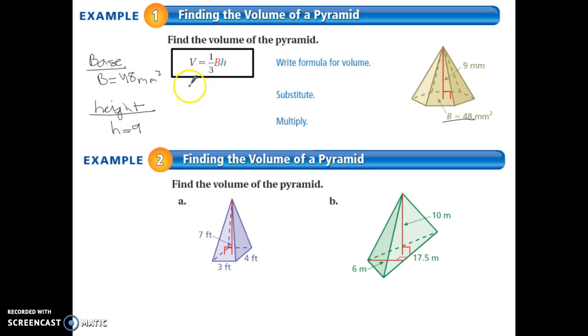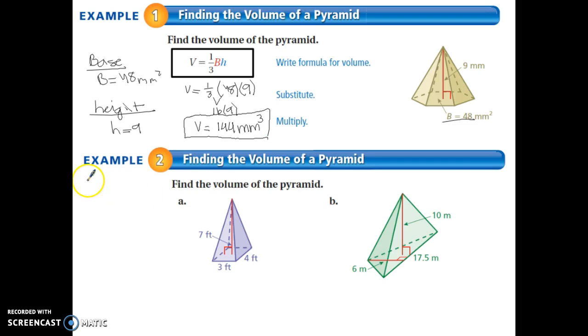All I'm going to do now is substitute or plug in those numbers. V equals 1/3 of my base, which is 48, times my height, which is 9. 1/3 of 48, when I multiply these two, I get 16 times 9. And when I multiply 16 times 9, I end up with 144 millimeters. And since we're talking volume, we cube it. If we're talking area, we have millimeters squared, but if we're talking volume, our units are cubed, or raised to the 3rd power. So the volume of the pyramid to the right is 144 cubic millimeters.